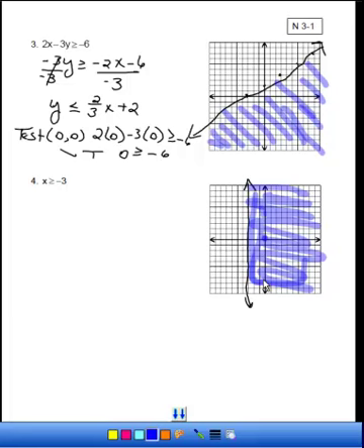That's the end of 3.1. So we'll end there and we'll go on to 3.2.